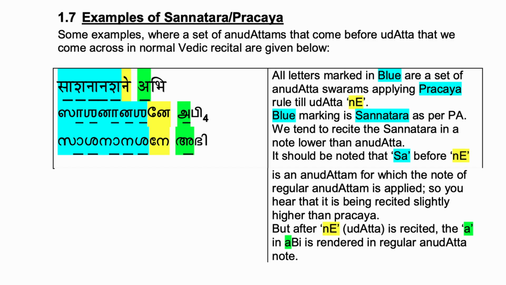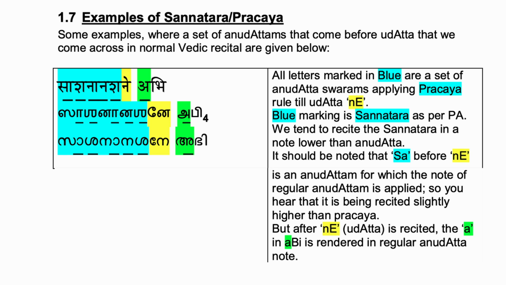This rendering at the lower note, which is normally lower than an Anudata, is called Pracaya. If you take the example of Shashana Nashane Abhi, the first 5 letters are marked in Anudata. The Ne is an Udata, so the previous one is a normal Anudata. Therefore, the first 4 letters are rendered monotonously.